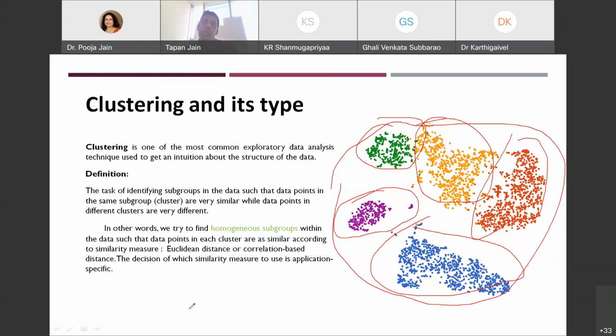What do we mean by homogeneous and heterogeneous? Homogeneous means that when you split the entire data set into clusters, all the property within a cluster remains the same. If we form a group from different properties or different features of the data points, that is known as heterogeneous. That is slightly difficult, making a group of heterogeneous.